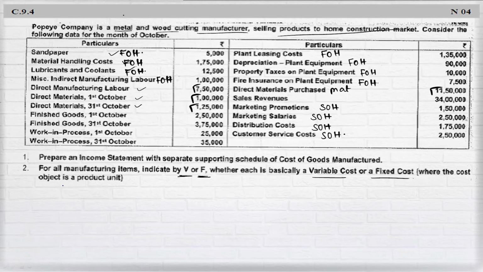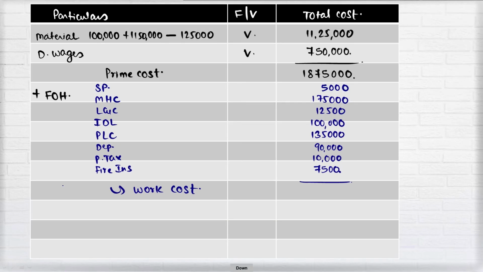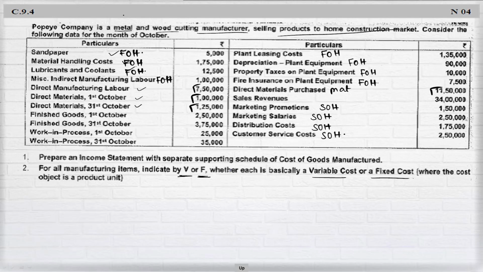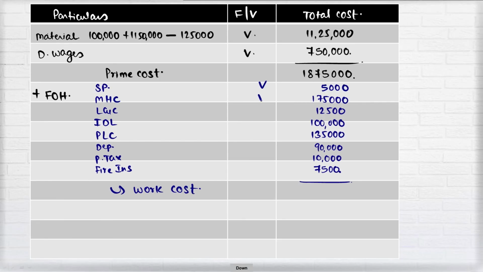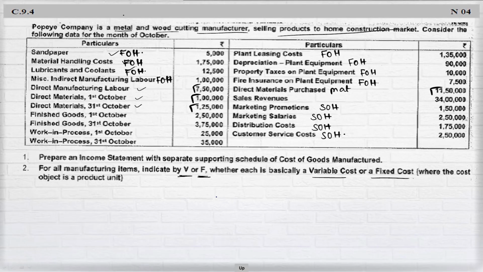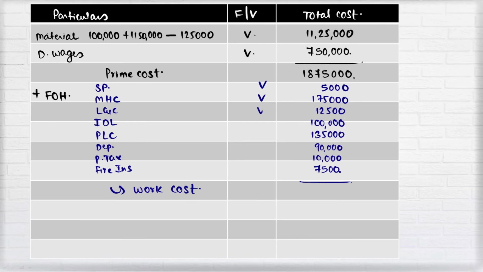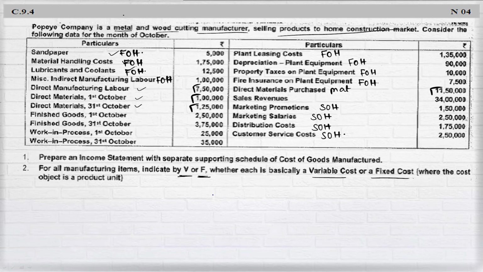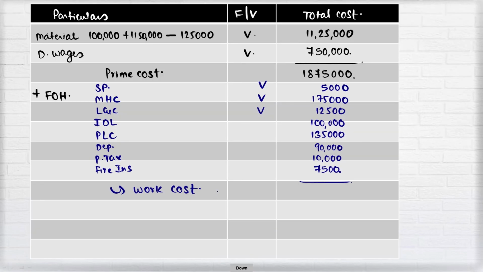Sandpaper will be variable, right? If you manufacture more, you will be requiring more. If you manufacture less, you will be requiring less. Material handling cost will be variable. Lubricants and coolants will be variable. Indirect manufacturing labor may be fixed, may be variable. It depends upon how you have hired them, right? Normally, we can write down if it is labor, it is variable.